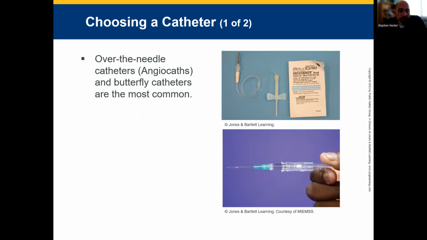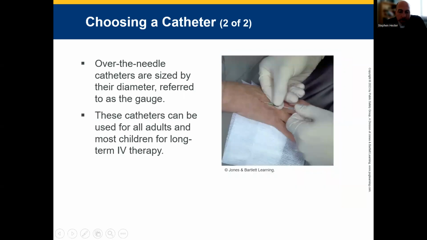All right, over-the-needle angiocaths and butterfly catheters are the most common. We'll use the over-the-needle catheters, which is the picture on the bottom. There are different sizes. They go from 24 to, for most people, up to 18 gauge now. Some agencies carry 16 and 14 gauges. Those are going to be used for your trauma patients that need fluid boluses pretty quickly. But an 18 gauge will also do the same thing.